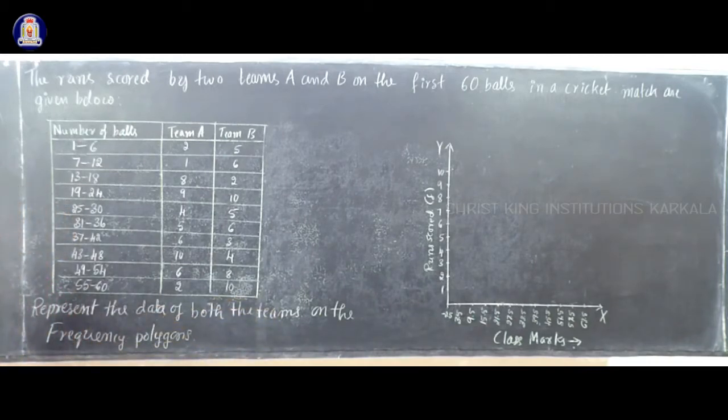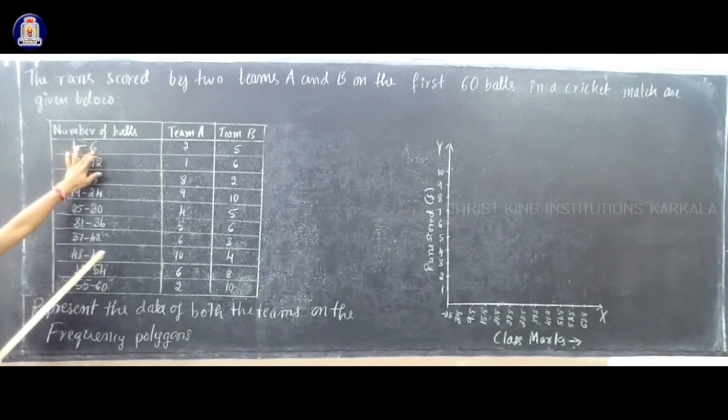Now to draw a frequency polygon, first you have to find the class mark of each class interval. Class mark means the midpoint of each class interval. How to get the midpoint? Just add the two numbers and divide by 2.